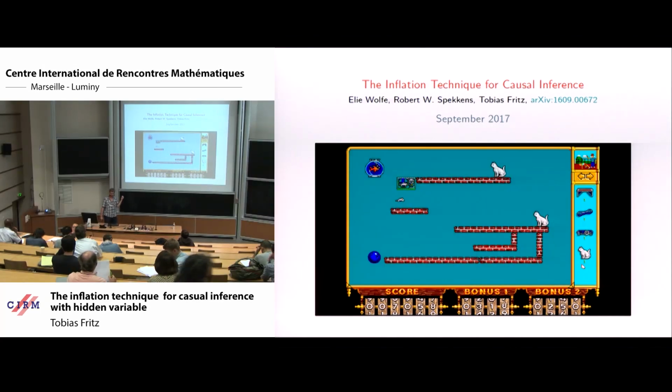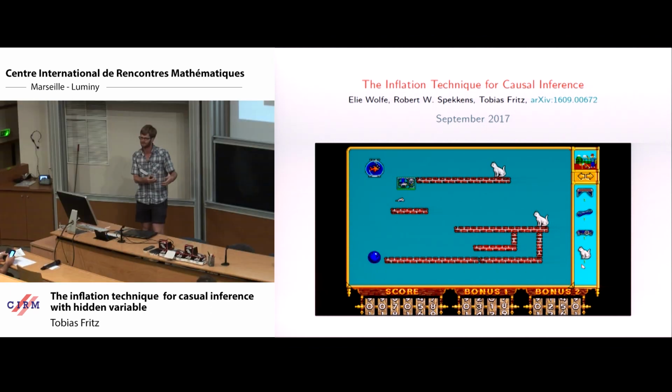So I'll be speaking about causal inference, in particular with hidden variables and the inflation technique, which essentially solves the problem of causal inference with hidden variables. If you don't know what these terms mean, don't worry about it. It shouldn't really be necessary because it's really all fairly elementary.